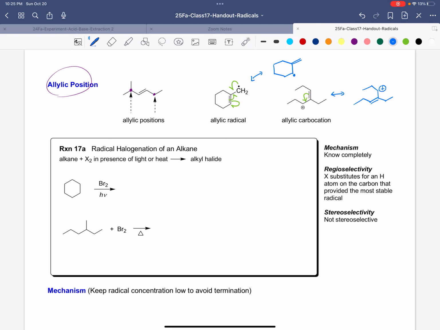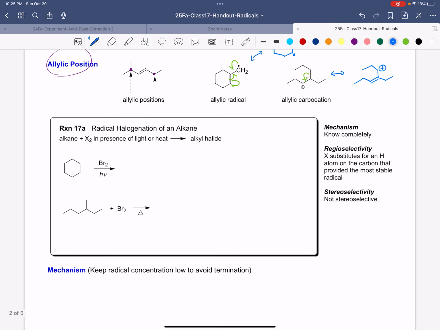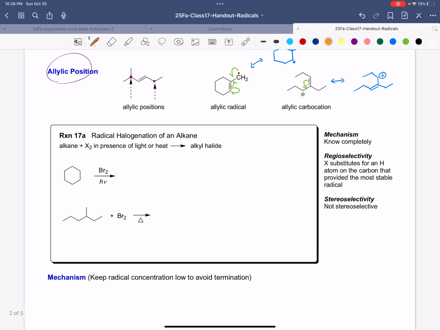The first reaction that we saw on Friday was radical halogenation of an alkane, and I want to emphasize alkane. Do I keep saying reaction 18? I mean reaction 17A. Allylic is reaction 17B. But for this reaction, this is the only reaction I will ever give you where we start with an alkane. And so if you're wondering what reagent I should use, well, if you have an alkane, you have to use Br2 in light or Br2 in heat.